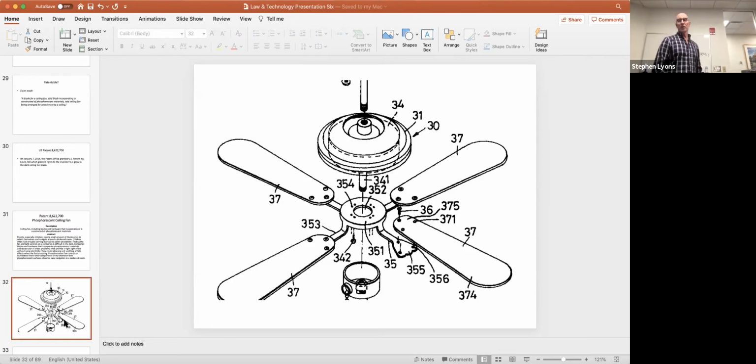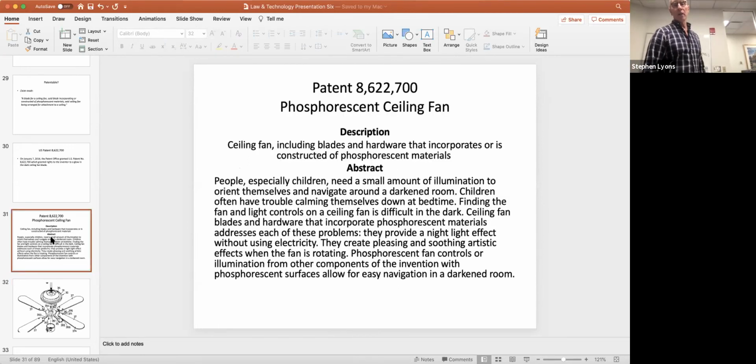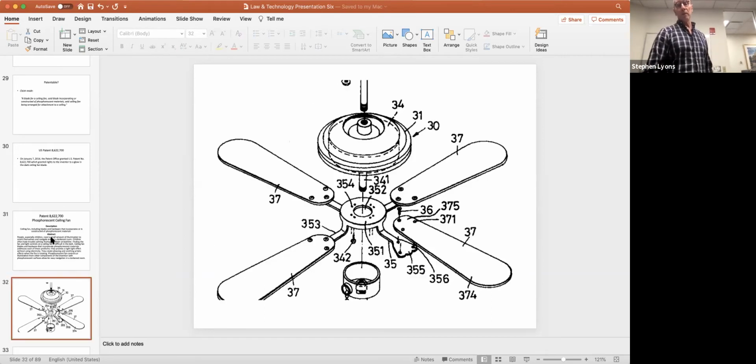To me, that's just a ceiling fan, but the inventor was able to show or demonstrate to the examiner that because they cover it in phosphorescent material, it somehow is unique. I'll bet you dollars to donuts that if this had gone to another examiner, it may not have been a successful patent application. There's a great deal of subjectivity built into the system. And I think this is the best example of the subjectivity that I can think of. It's just a plain old ceiling fan.